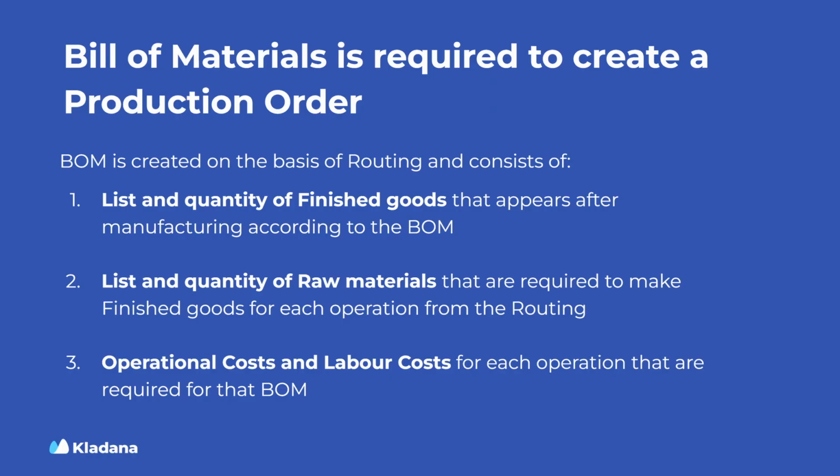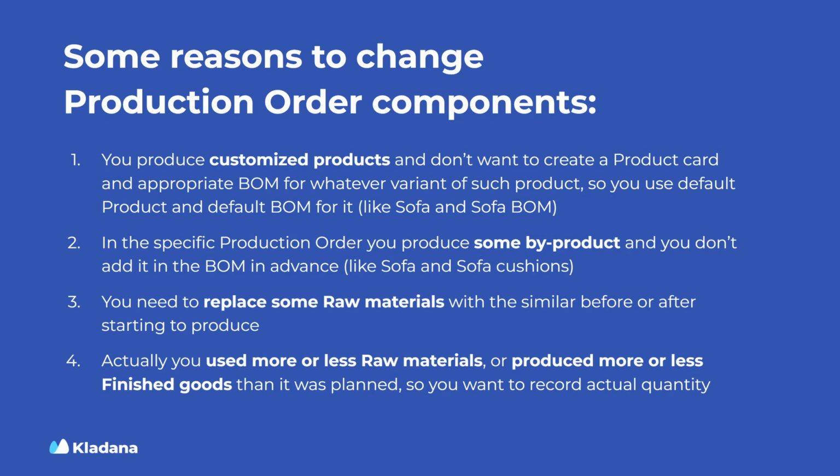In Kladana, production order can be created only on the basis of previously done bill of materials. Bill of materials describes stages of production process, raw materials required, operational, and labor costs for each stage. Sometimes we need to make changes in the list of finished goods or raw materials before start or after start the production process. There can be many reasons, here are some of them.